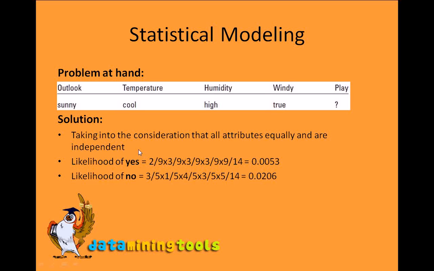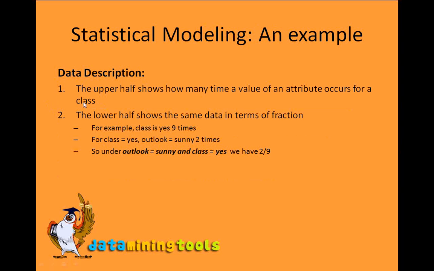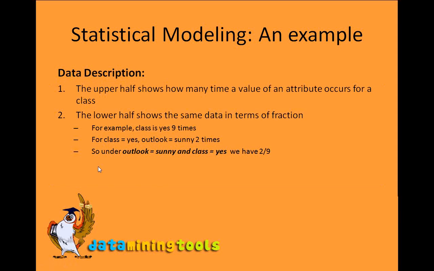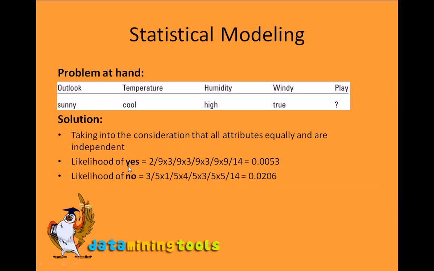Here, this 2 by 9 represents the fraction when we have class equal to yes and the cases when outlook equal to sunny. If we move to the previous table which we built, you can see the value is 2 by 9 when the class equals yes and outlook equals sunny. Similarly, considering class equal to yes, we have plotted the value for each and every attribute. This is for temperature equal to cool, then this is humidity equal to high, this is windy equal to true, and this is play equal to yes. And we have this value. Similarly, we have done it for class equal to no.